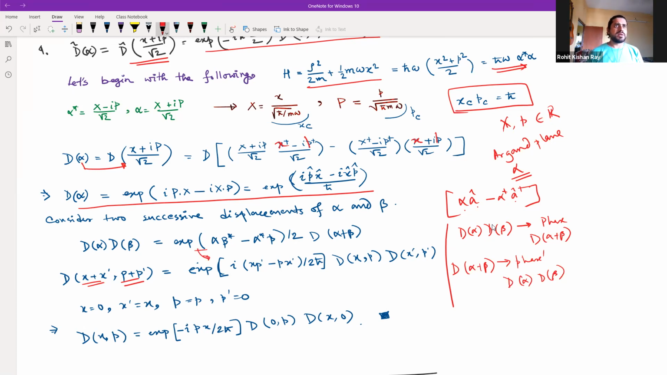Now this is a general result, and we can prove the result that we want to prove by doing this substitution. So you put x equal to 0, x prime equals x, p equals p, and p prime equals 0. You get a relationship like this. We just put it.